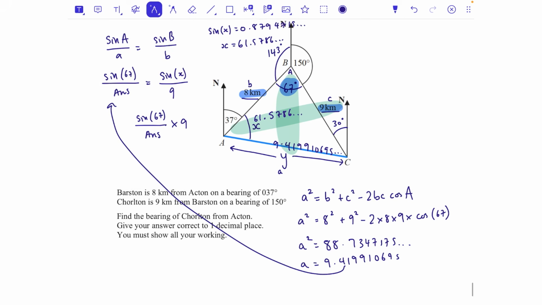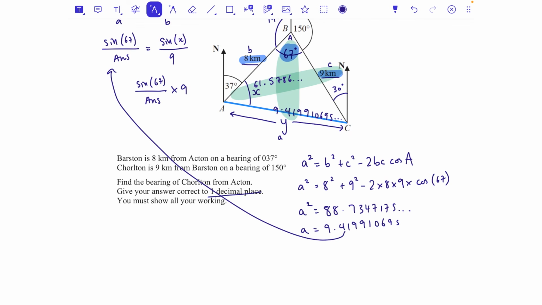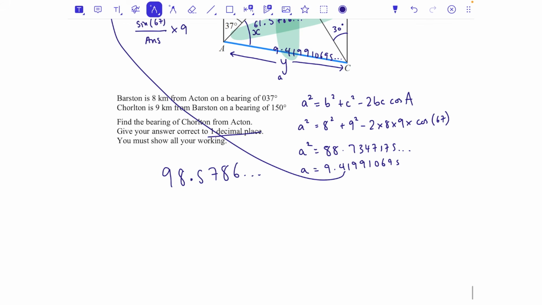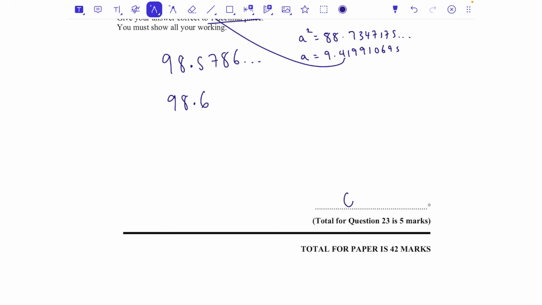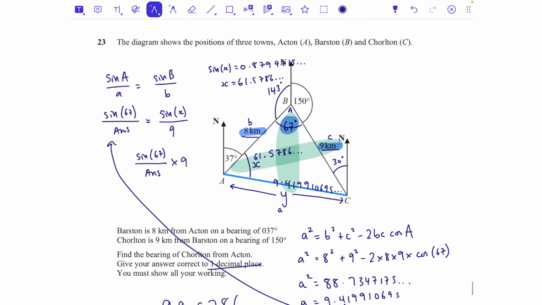98.578. Now it says give your answer correct to one decimal place. So 98.5786 is my answer. One decimal place is 98.6. However, bearings have to have 3 digits. So we're going to write 098.6 as our final answer. If it's under 100, you're going to need to put that 0 in front. 098.6. So that is bearings and trigonometry.